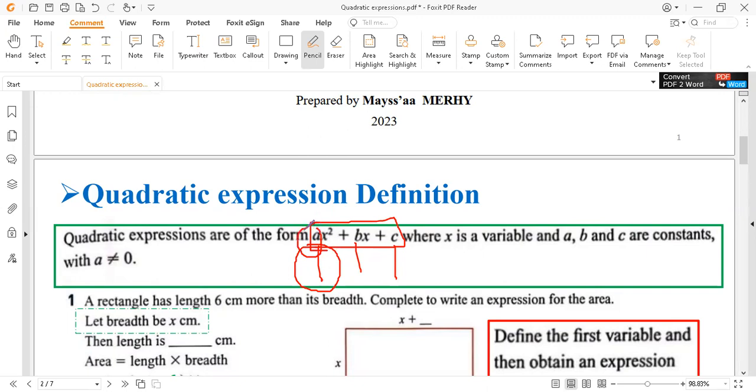Okay, why? Because we want to call it a quadratic expression, where the term ax squared is clearly present in this expression. And if a equals 0, then normally this term will be deleted, so it is no more a quadratic expression. So the general form of a quadratic expression is ax squared plus bx plus c, where a, b, c are real constants, and x is the only variable involved in this expression.